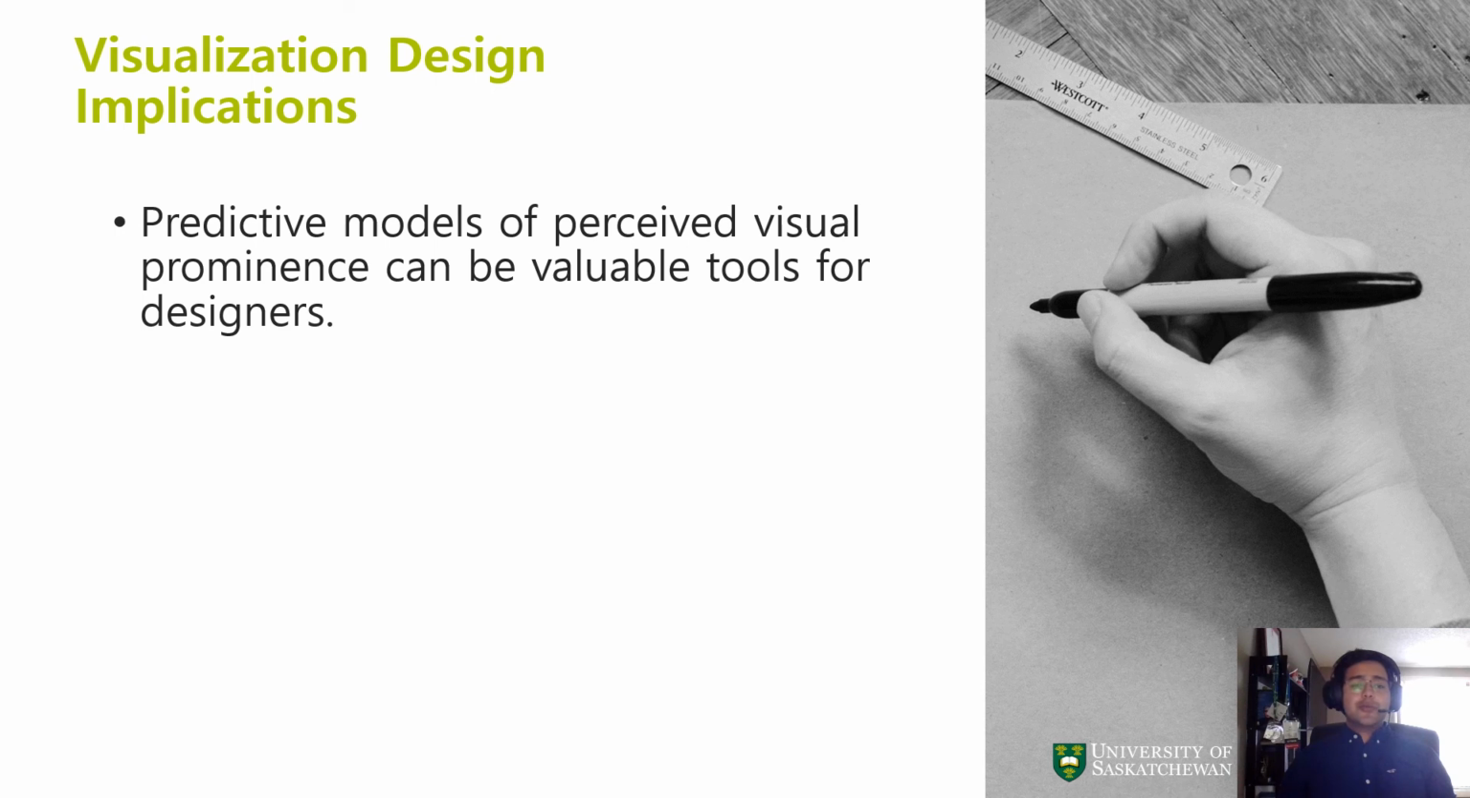Through our results, we show that predictive models of perceived visual prominence can be a valuable tool for designers. Although our model is still just a first step, it was already able to predict the results from study 2 reasonably well, and can already be used to compare the equivalence between the 3 effects that we tested.